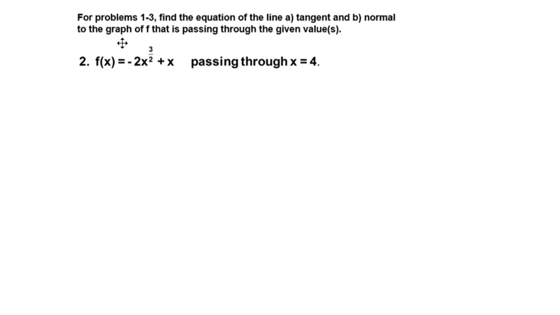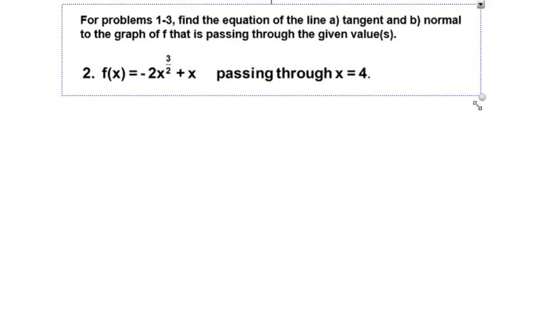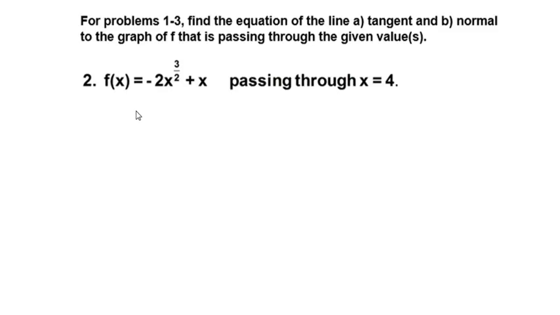For problems 1 through 3, find the equation of the line (a) tangent and (b) normal to the graph of f that is passing through the given value or values. In this situation, I'm trying to enlarge the function a little bit. We have f of x equals negative 2x to the 3/2 power plus x.